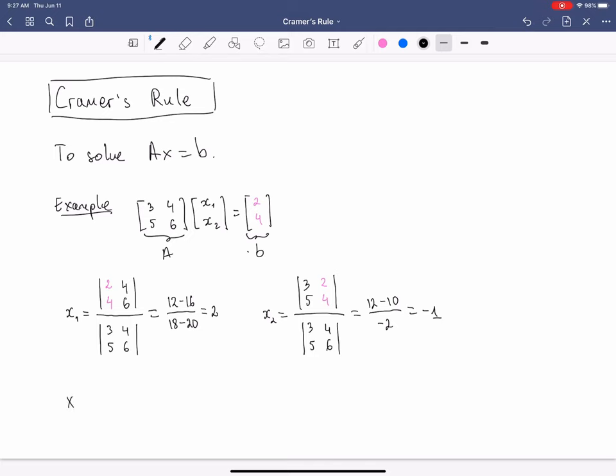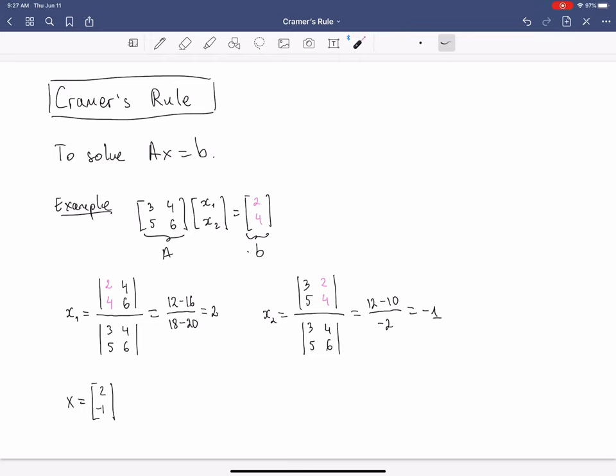So the vector x is 2, negative 1. You can double check that this is really so. It tells us to take 2 times the first column minus the second column and see if that will equal b. We can quickly do that. If we take 2 times the first column and negative 1 times the second column, let's see, 6 minus 4 is indeed 2. 10 minus 6 is indeed 4, so that is correct.